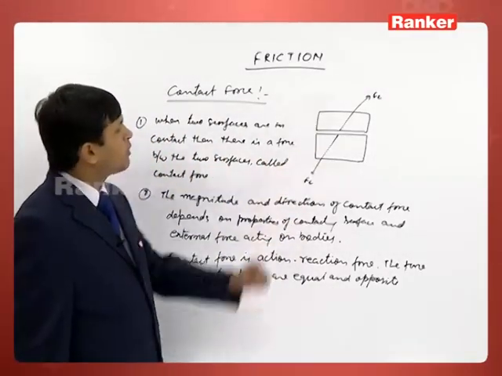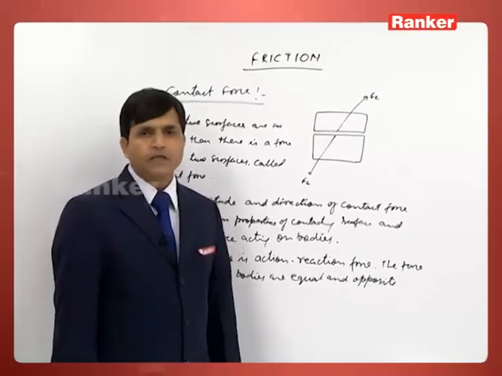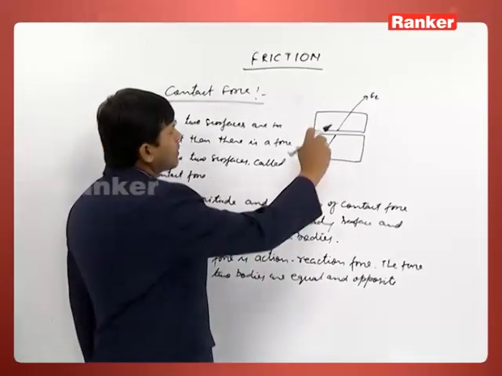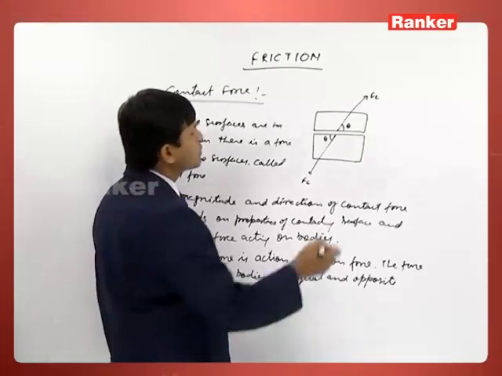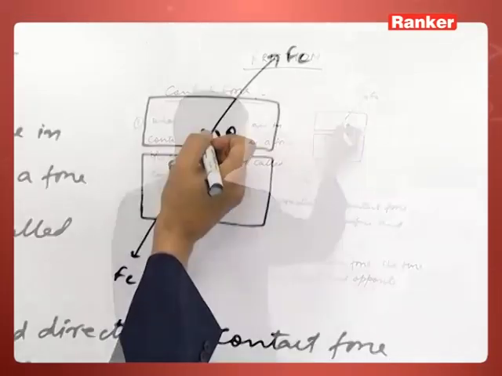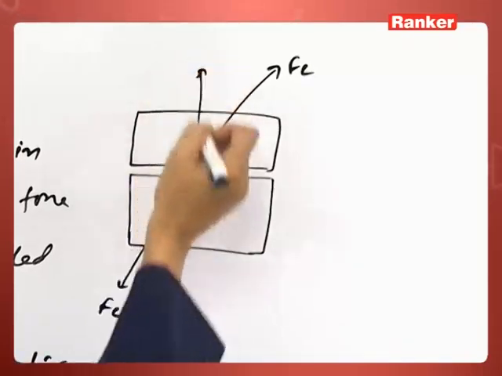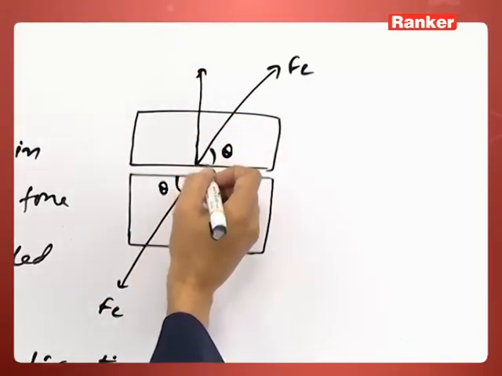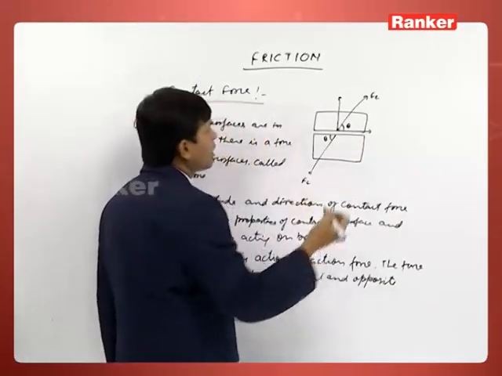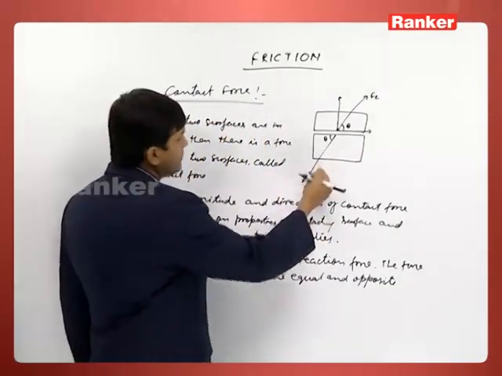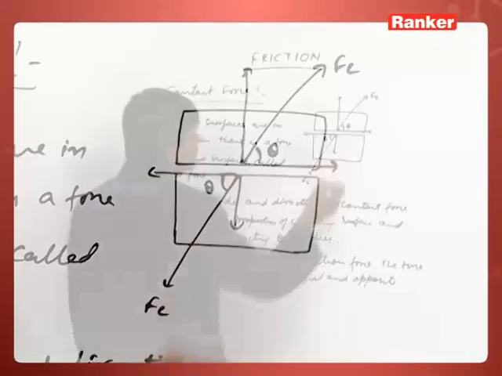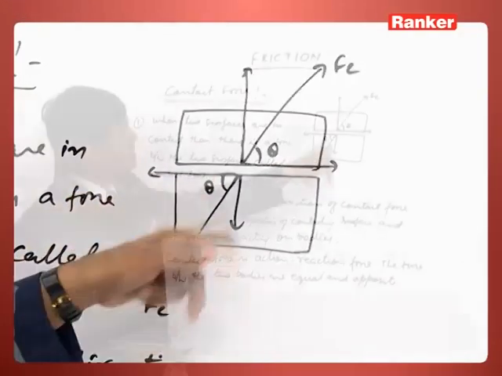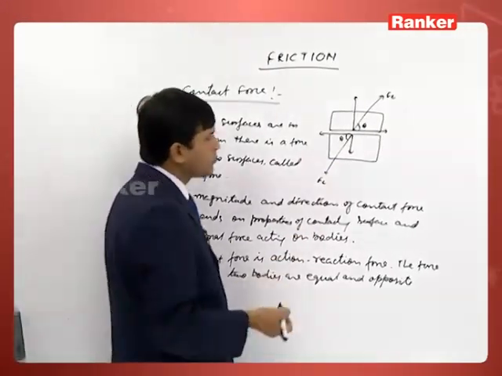Now there are two components of contact force. Let the contact force make an angle theta with the horizontal. One component of contact force is normal to the surface, another component is along the surface. Similarly, looking here, we can also have one force along the surface, another normal to the surface.